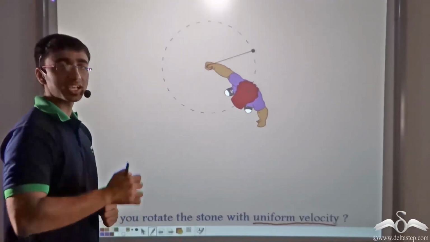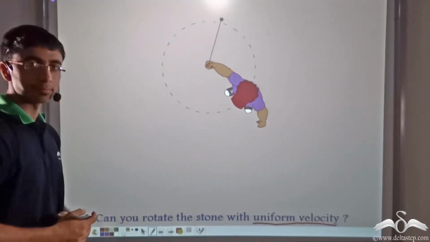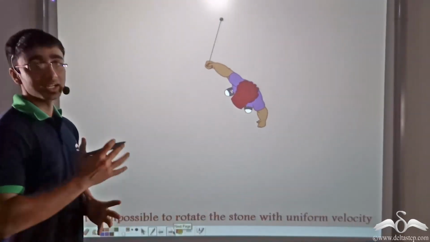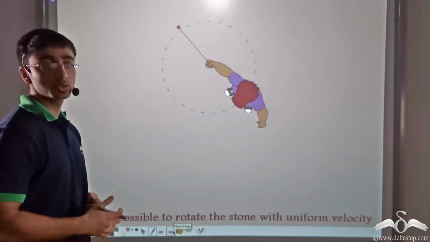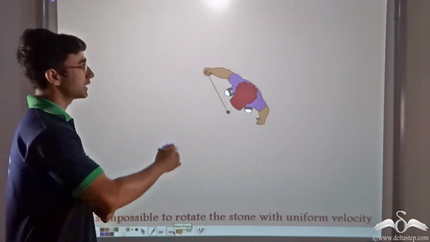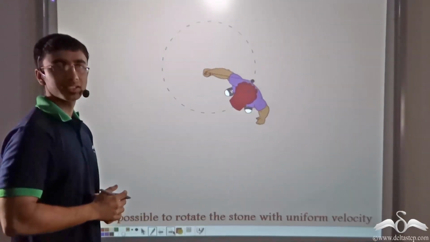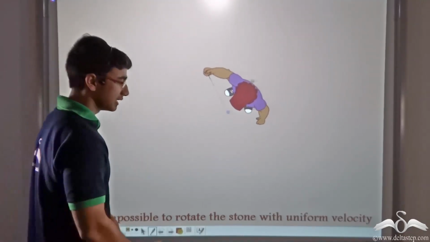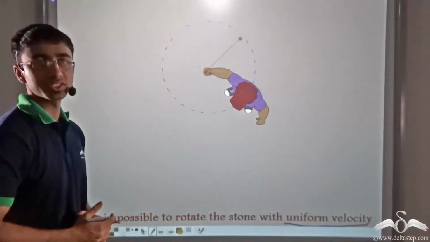Now he places the challenge in front of you. Can you rotate the stone with uniform velocity? Well, let us find out. Well, the answer is a strict no, because it is impossible to rotate the stone with uniform velocity. You can tie the string to the stone and rotate it as much as you like in whichever way you like. But you will find that at the end of the day, it is impossible to rotate the stone with a uniform velocity. Why?